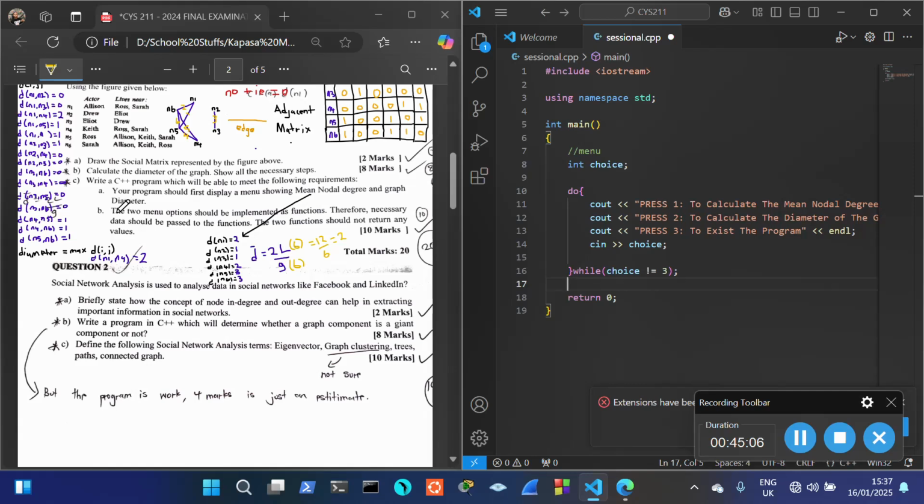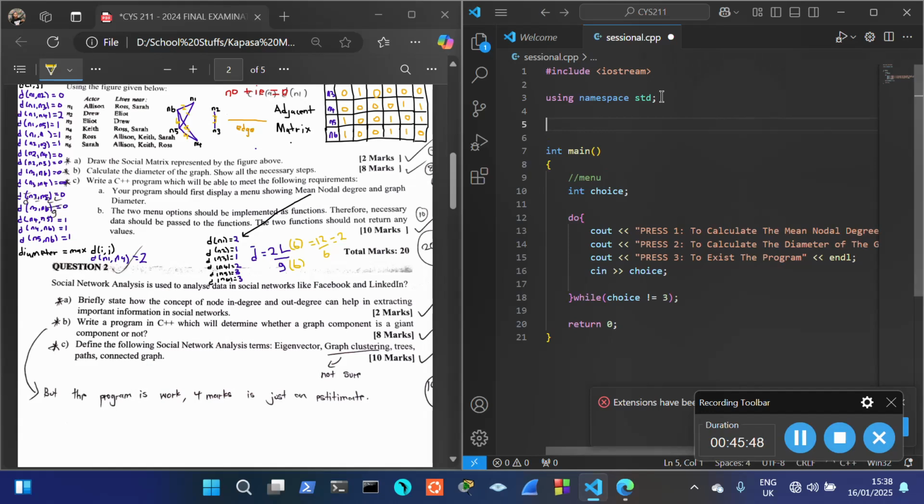Now we come to question B, which says the two menu options should be implemented as functions, okay? Now what's a function? More like in mathematics, you are given a formula, that's the function, so use that particular function to solve a particular thing. In this case, we have a formula for mean nodal degree and we have a formula for diameter. So let's implement that. In C++, a function can be implemented either between using namespace std and the int main, or after the main function. So in this case, let's just implement it here.